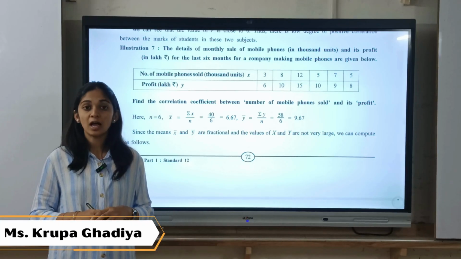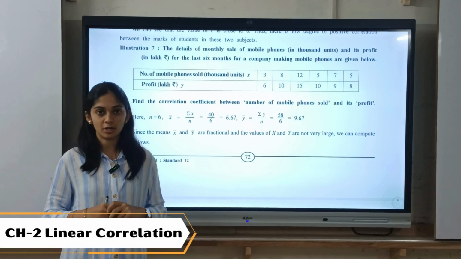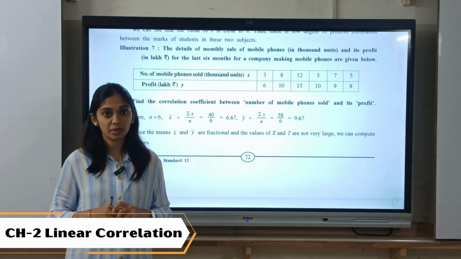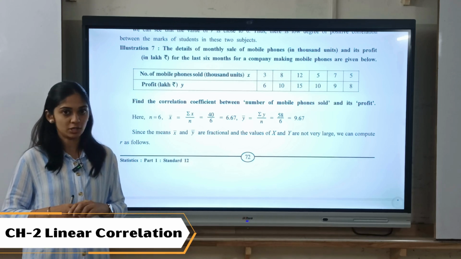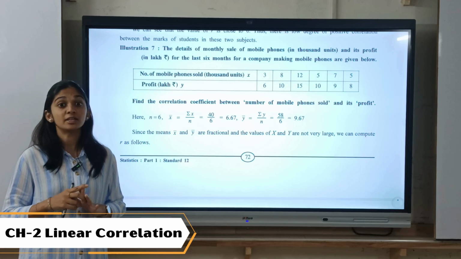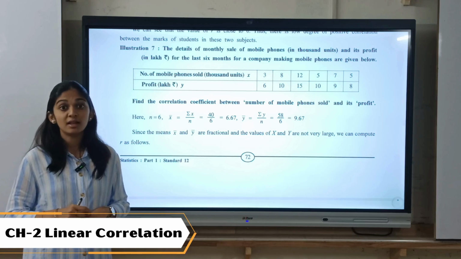In the last video, we learned how to solve the 5-marker sums and the Karl Pearson method. First, we need to find out the mean. If the mean answer is an integer, we use the formula (x minus x bar) into (y minus y bar). For that, we need to prepare 5 extra columns. But if the answer is non-integer, that means it is in decimal, at that time what do we need to do?